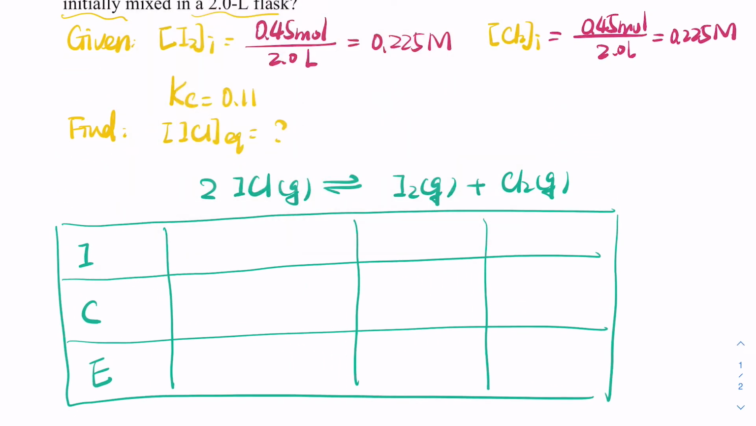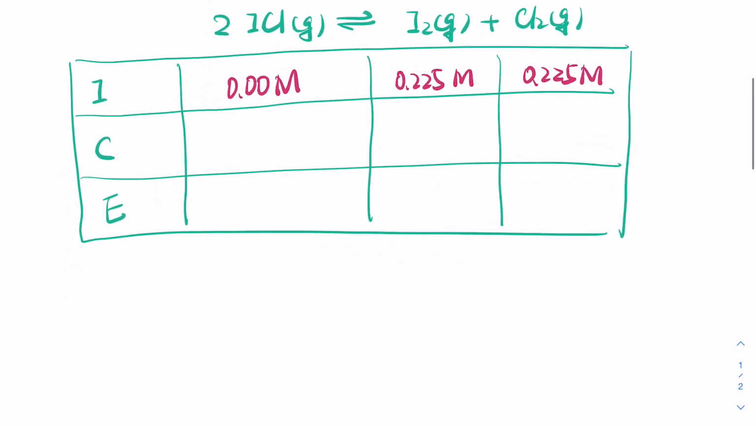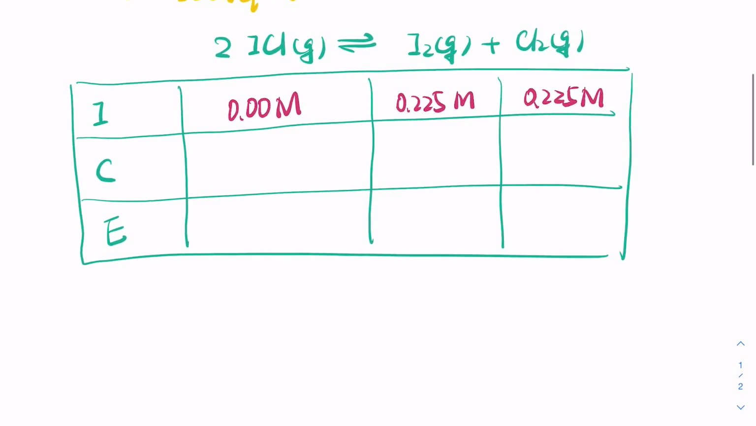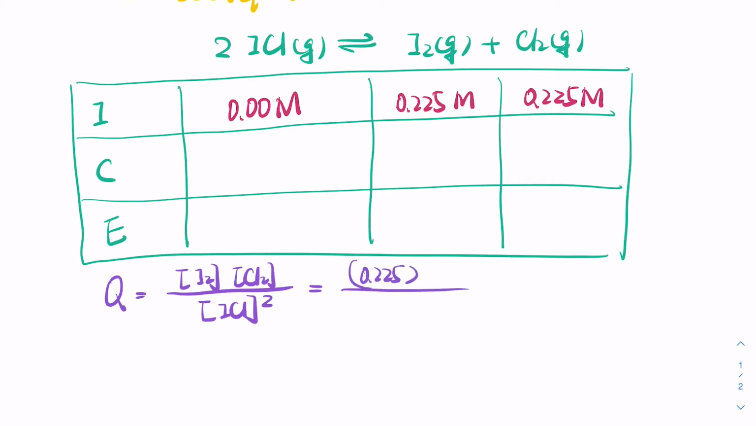Let's fill out the info we already have: 0.225 and 0.225. Initially, since ICl wasn't mentioned, this implies it's 0. The next thing we're supposed to do is calculate Q. Q is, as always, products over reactants: 0.225 times 0.225 divided by 0. We know this equals infinite.